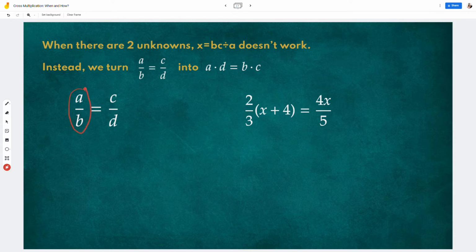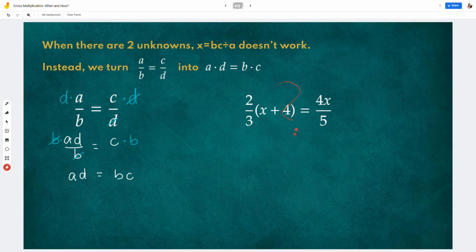You can see that we still have two fractions that are proportional to each other. The letters a, b, c, d are not variables. They're just placeholders. A represents the numerator in the first fraction, b represents the denominator in the first fraction, c represents the numerator in the second fraction, and d represents the denominator in the second fraction. The reason why this works is very much like why our shortcut worked in the first two examples. We were just multiplying out both denominators now. So we have a times d equals b times c.